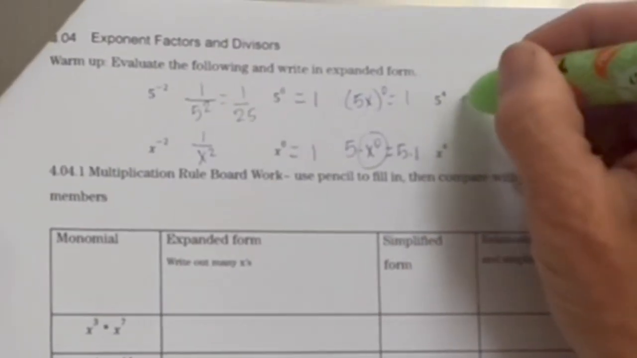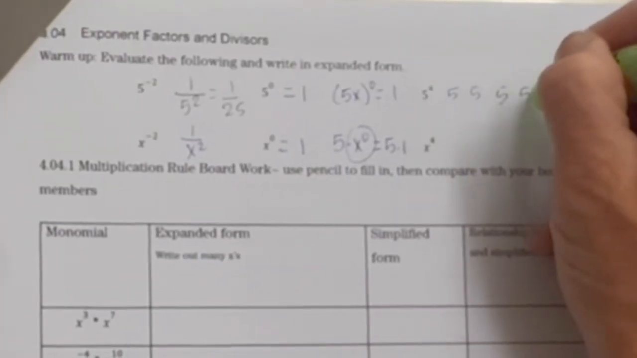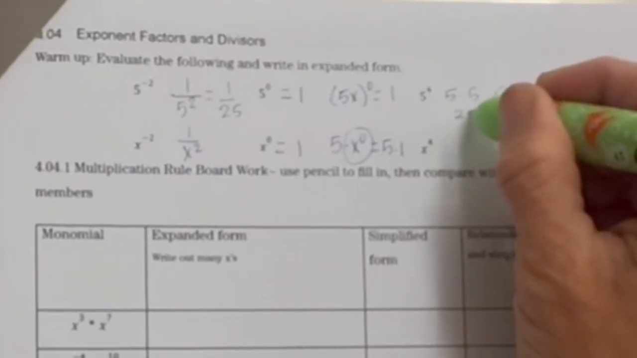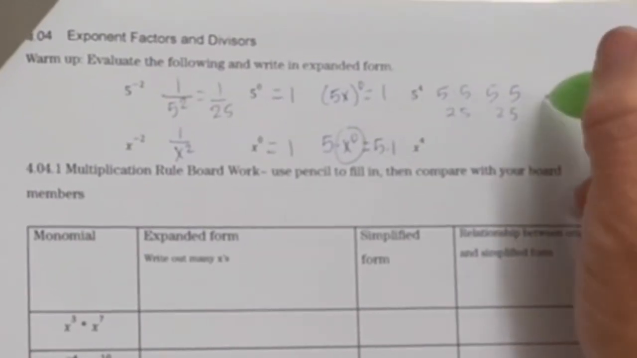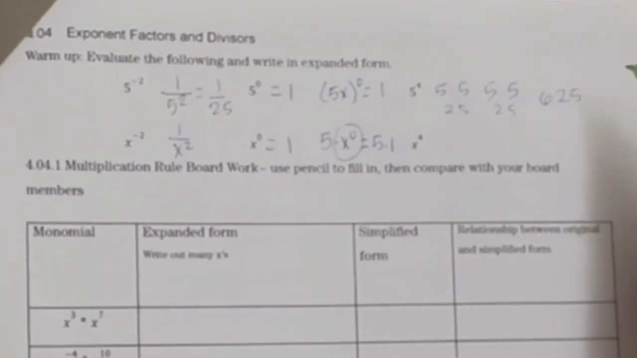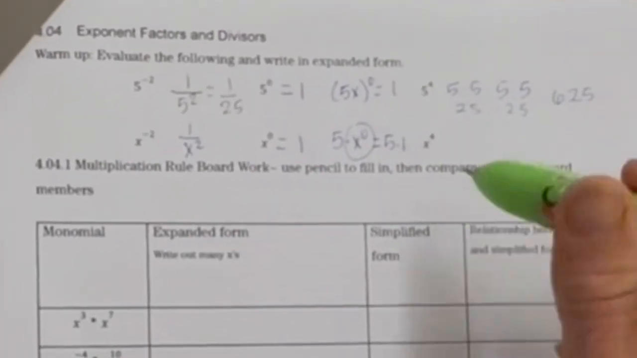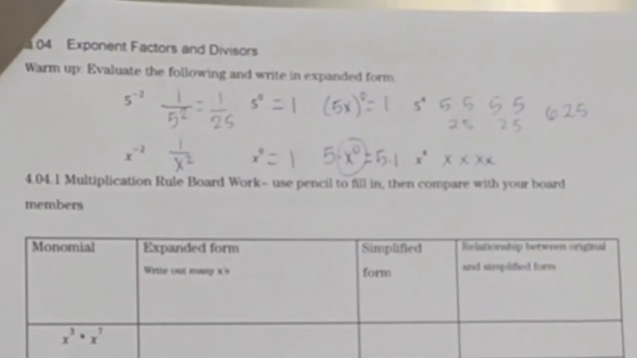For 5 to the 4th, that has the meaning 5 times 5 times 5 times 5, and we can use a calculator here. This would be 25 times 25, and what do you get? This is equal to 625. Our last one is x to the 4th, and just to practice expanded form, that means that there are 4 x's. 1, 2, 3, 4. I almost messed that up.